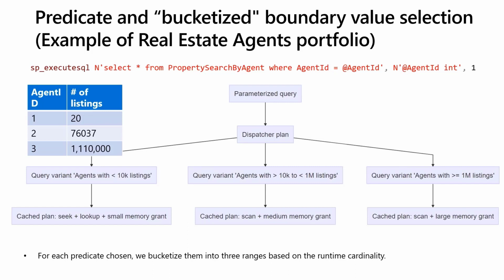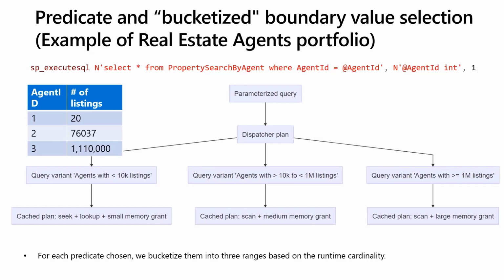So in this particular example, if we were to look at the data distribution within our real estate agent property search by agent table, we can see we have a pretty ginormous table here. We have 3 rows. However, the data distribution between these 3 rows is quite significant, right? So agent ID 1 in this case only has 20 listings. Agent ID 2 has about 76,000 listings, and agent ID 3 has over 1 million listings.